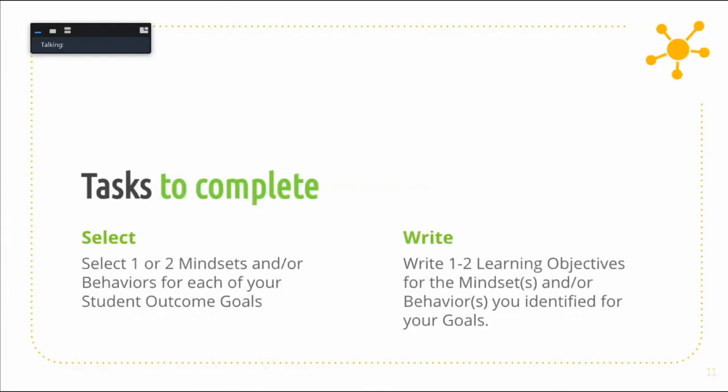Your tasks to complete for selecting your mindsets and behaviors and learning objectives are: first, select 1 or 2 mindsets and behaviors for each of your student outcome goals. Then, write 1 to 2 learning objectives for the mindset or behavior that you identified for your goals.